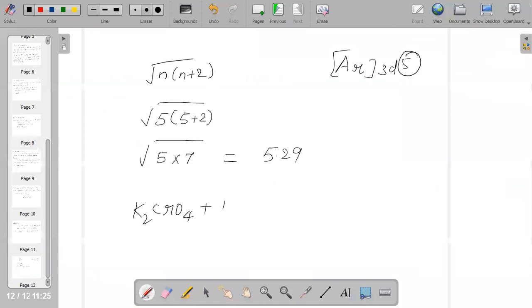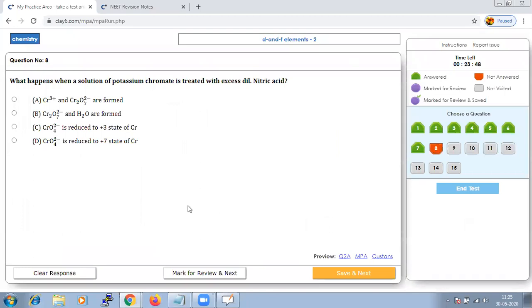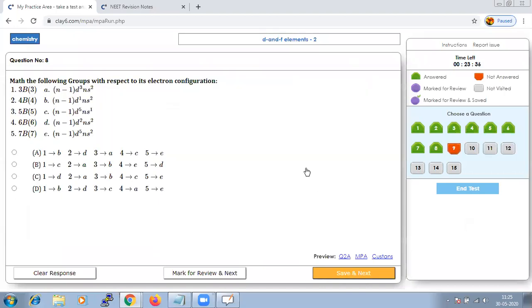K2CrO4 plus your HNO3 will give you K2Cr2O7 plus your 2KNO3 plus H2O, which you can say that in ionic form, 2CrO4 2- will give you Cr2O7 2- plus your H2O. Hence, Cr2O7 2- plus your H2O is formed. So option B should be right. Let us save that and go to next.